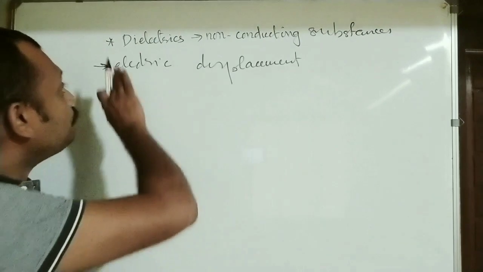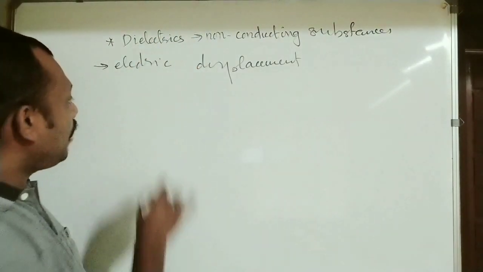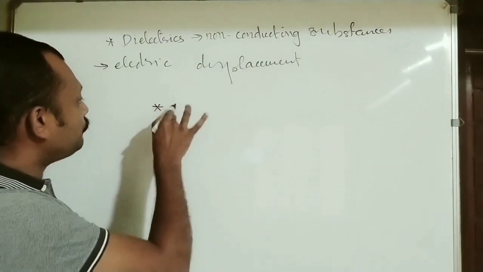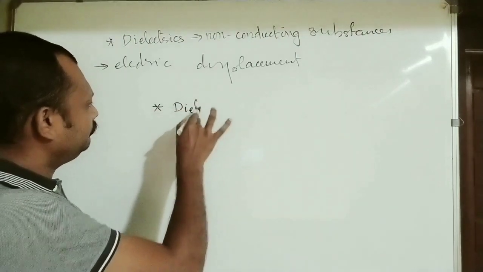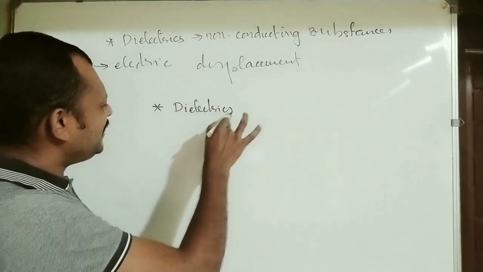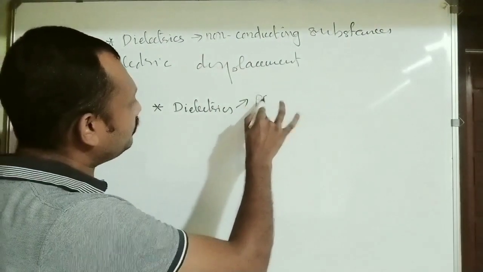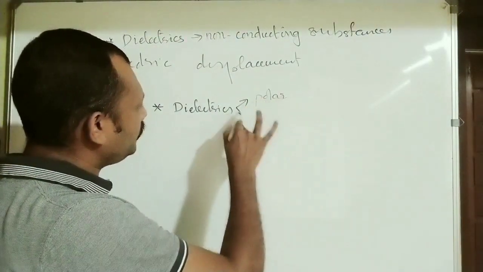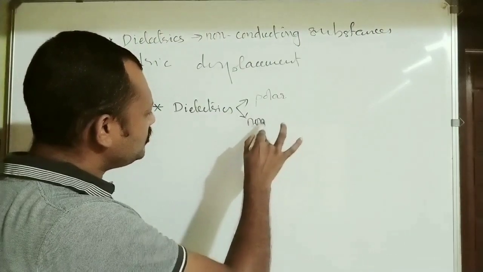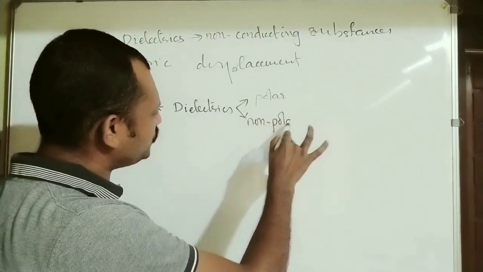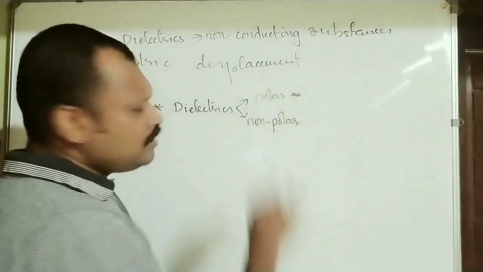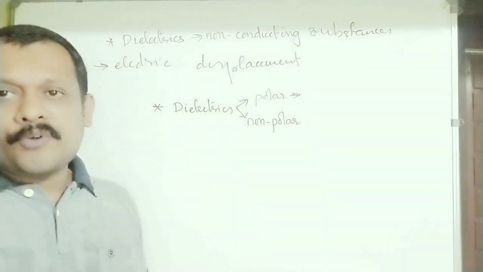Before we deal much into dielectrics, we have to see what are the types of dielectrics. Dielectrics are basically of two types. One is called polar dielectrics. The second category is called non-polar dielectrics. Then what are polar dielectrics?